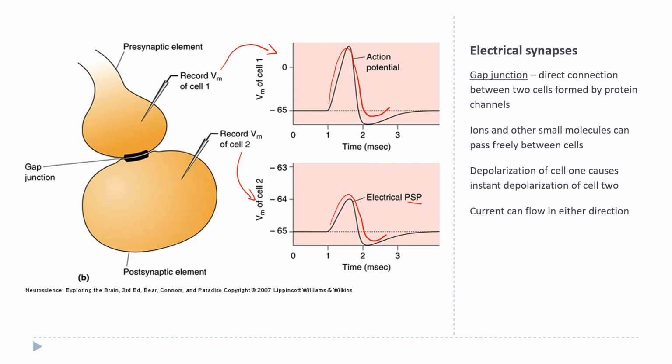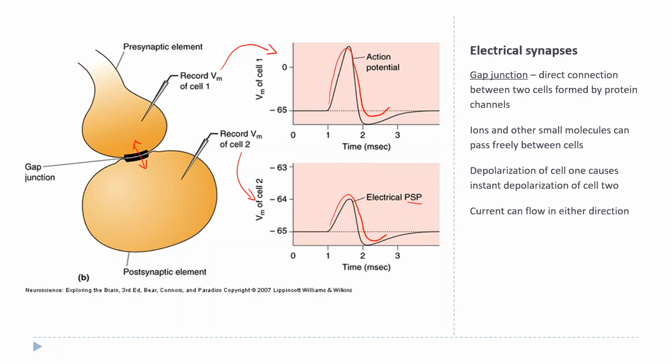So these electrical synapses, like I said, they don't show up very often, and in fact, we're not really going to talk about them much after this. They are very, very fast, so if there's an action potential in one neuron, it gets carried to the second neuron almost instantaneously, and they're bidirectional. So again, you can have signals going in either direction.